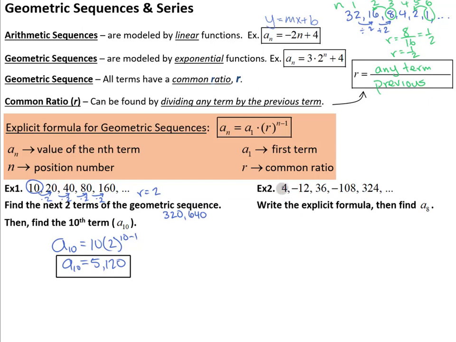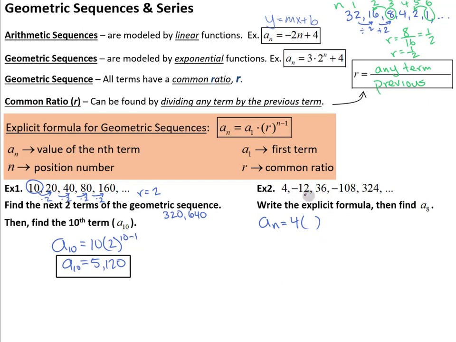Okay, our next one says write the explicit formula. That's this formula. We're just going to keep n as n when we write our formula, and then use it to find the 8th term. So if we're writing the explicit formula, we'd say the value of the nth term equals, we need the first term, which is 4, and the common ratio.